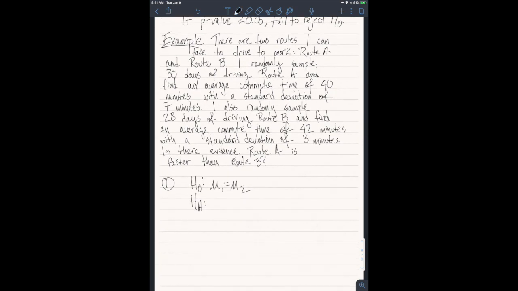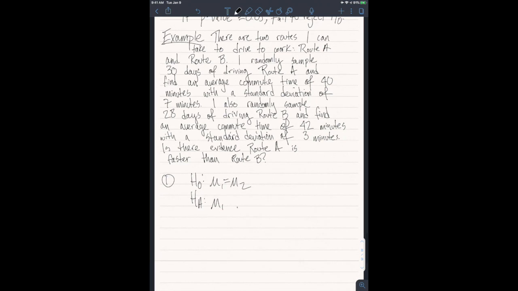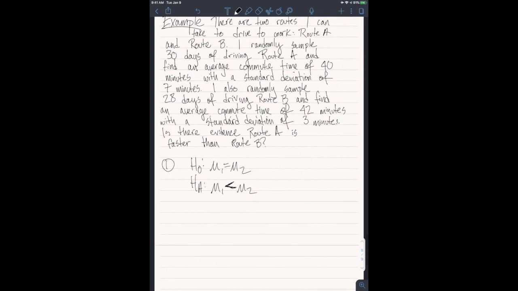The alternate is that the average time it takes to get to work with route A is what compared to route B? Well, it says faster, which means that the average time it takes is less than, right? It's a less than problem. It doesn't say the words less than, it says faster, but what does that mean? That the time it takes is less than the time it takes for the second route, right? So those are my two hypotheses.